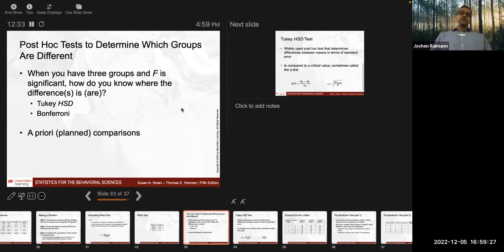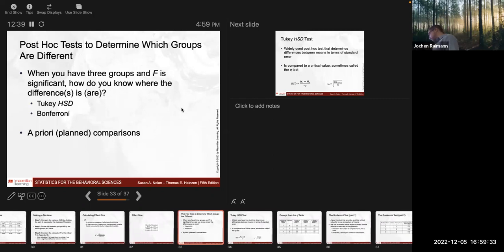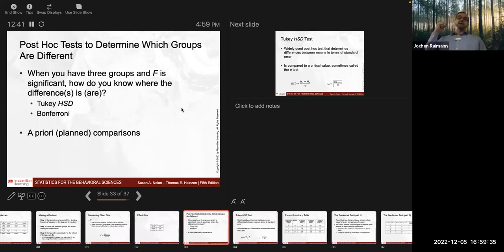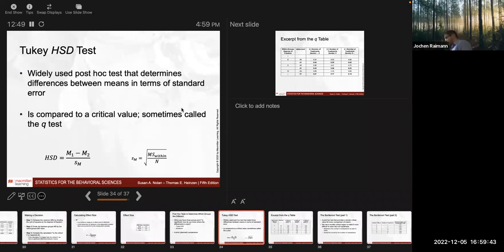However, you can always do post-hoc tests, which is actually preferable to these a priori planned comparisons because they will give you an adjusted, modified p-value, so a modified estimate of your type 1 error. There are 2 most commonly used post-hoc tests. There are more than that, but these are the 2 that Norton and Heinzen present.